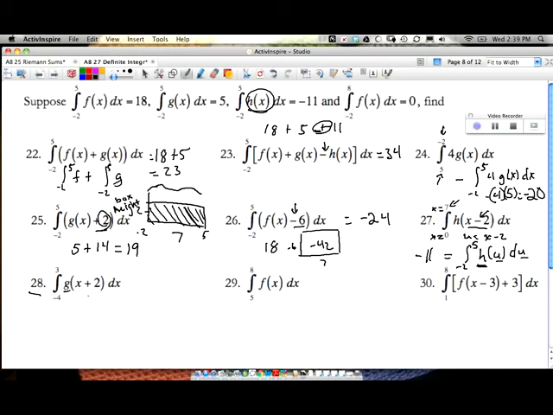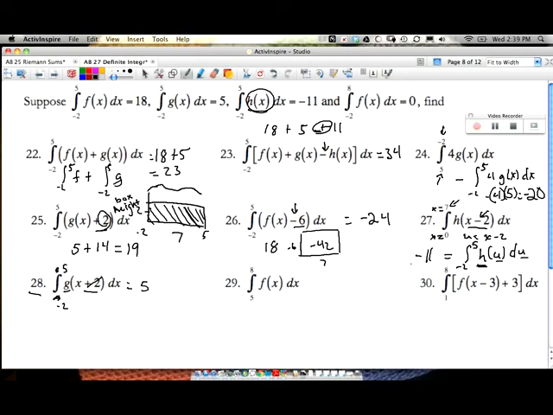Guess what? 28 does the same thing. So we're still looking at g. Notice that this is plus 2, so if we took that plus 2 and shifted it to these ones, that's really going to be 5 and negative 2. All right. Let's see what we can get for this next one. So we have the integral from negative 2 to 5 of g of x, which is equal to 5.